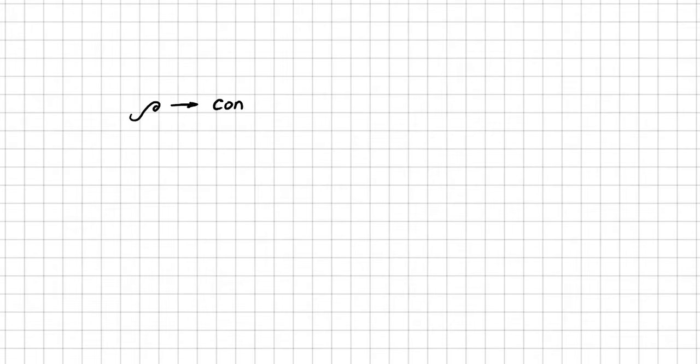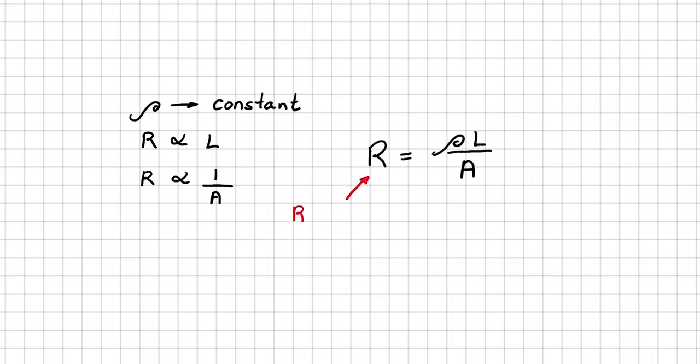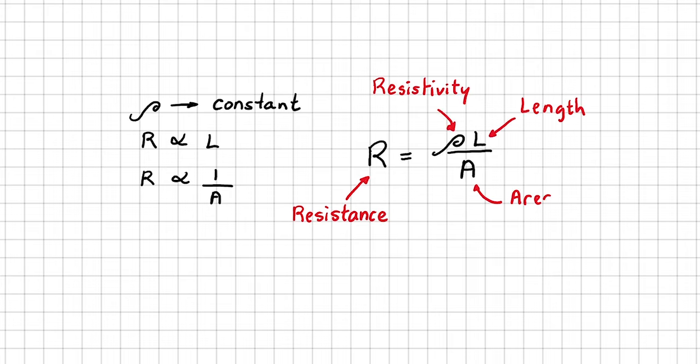Since resistivity is a constant for a particular material, and we know that resistance is proportional to length but inversely proportional to area, we can now write an expression for the resistance of a material. Resistance is equal to resistivity times the length divided by the area.